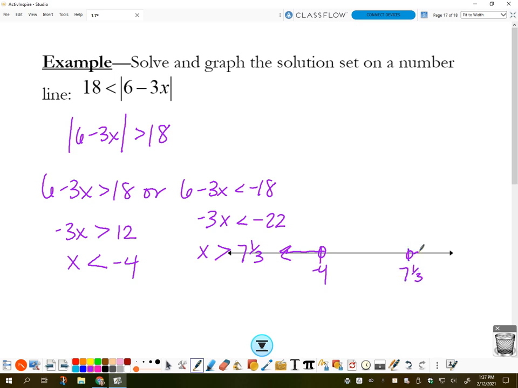7 and bigger. And then again, your interval notation, negative infinity up to -4, but with a parenthesis this time. Jump over, pick up at 7 1/3, and go to positive infinity. So if it's an or, you have a big gap in the middle, that's fine. When you write interval notation, you just put the big union symbol.